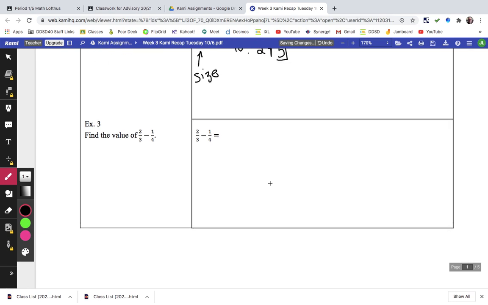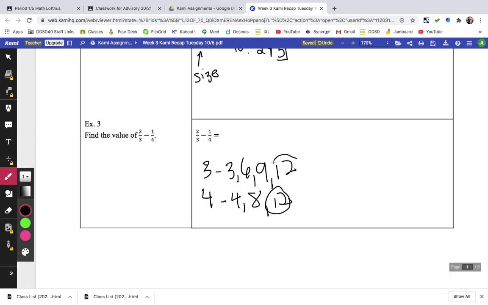Let's keep going down. So we have to find a common denominator. Let's write the multiples of 3 and the multiples of 4. 3, 6, 9, 12. I know that 12 is in the multiples of 4. Let's just double check it. So that's our common denominator. So 2/3.